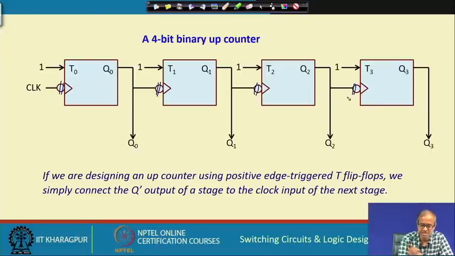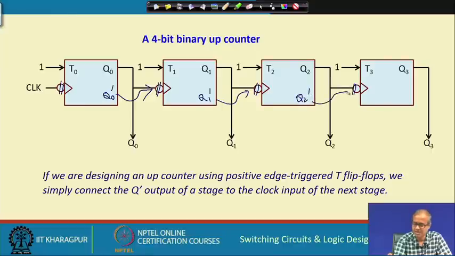So, the only change is that I will take the Q 0 bar output and connect it here. I will take the Q 1 bar output and connect it here, and so on. Q 2 bar, I will connect here. We simply connect the complement output of this stage to the clock input of the next stage. Because if Q 0 changes from 1 to 0, Q 0 bar will change from 0 to 1, and this is a positive edge triggered T flip flop. This will also work.